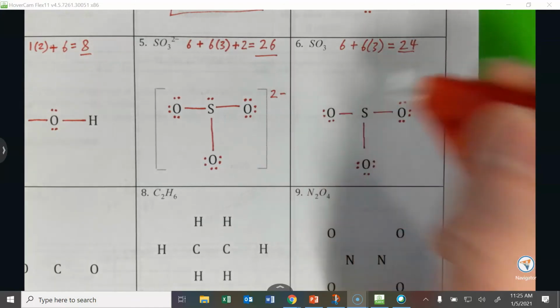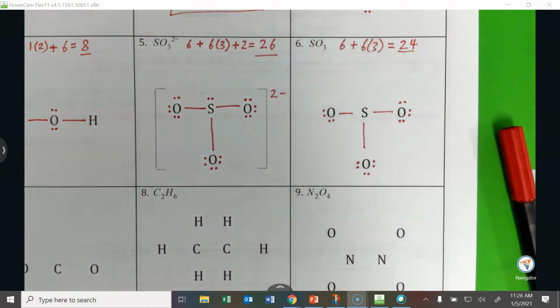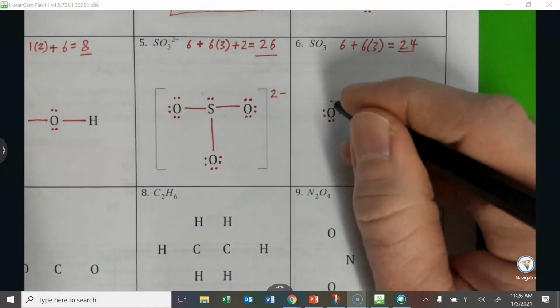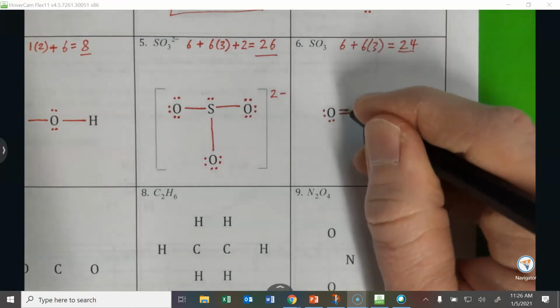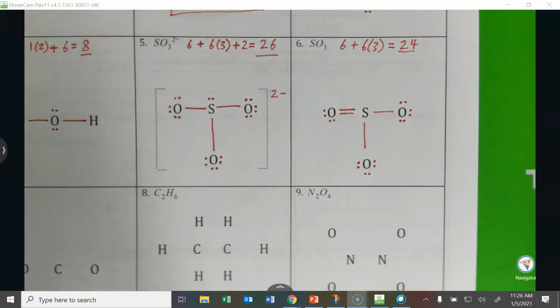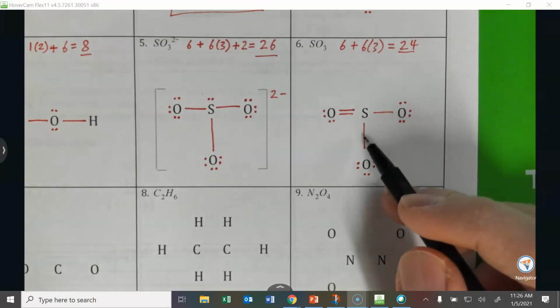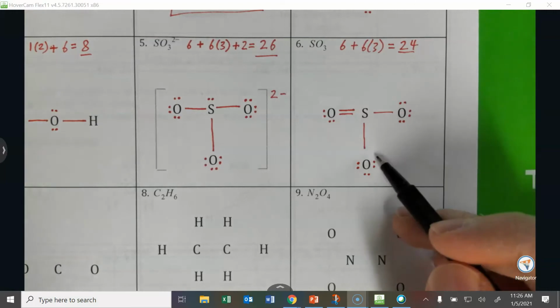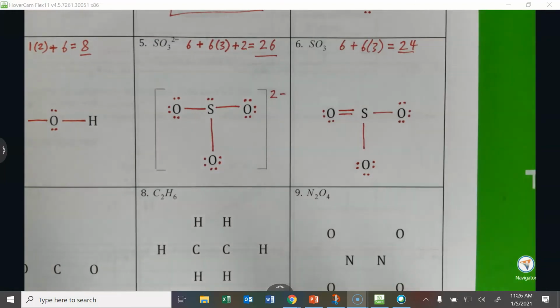I'll just use a little white out. If you have a pencil, you could erase it. And instead of having 2 dots, we're going to put a line to share those electrons instead. Again, you could have done that here or here by removing one of the pairs of electrons on the adjacent oxygen atom. You get to choose. This is something called resonance that we'll discuss later.